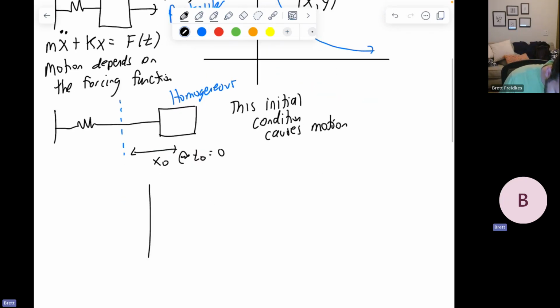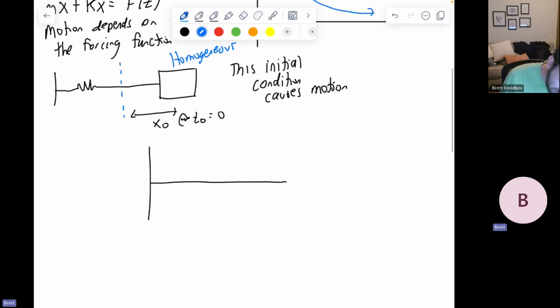For example, I might have some graph that, just due to the initial condition, maybe looks something like this. It's oscillating back and forth. The mass, this is time and this is x.